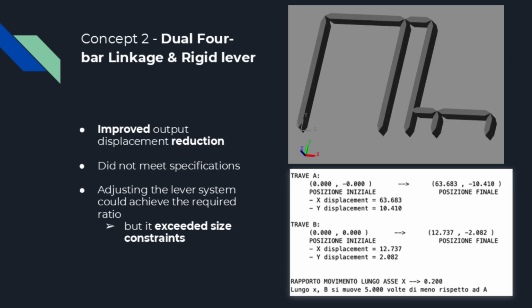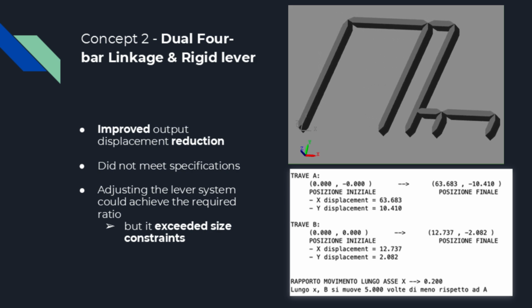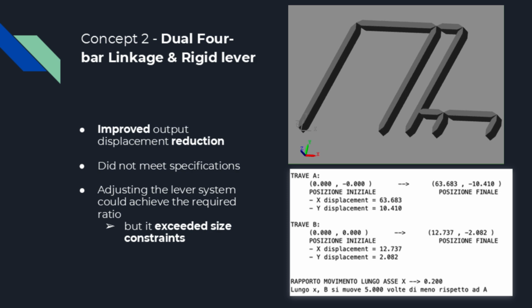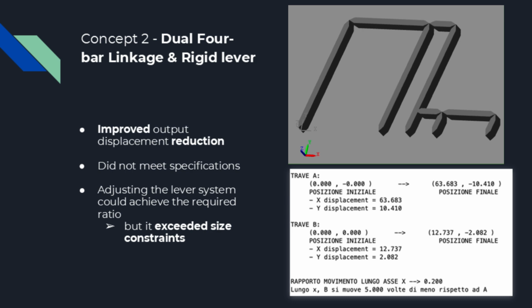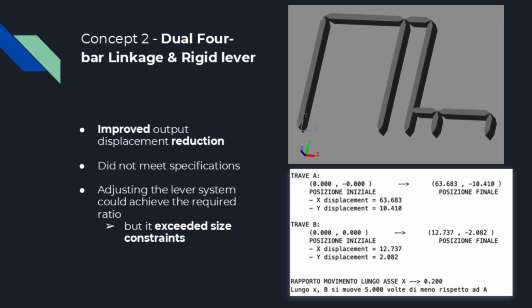With the second concept, we introduced a greater reduction in output displacement, though it still didn't meet the required specifications. Achieving the specified ratio was possible only by increasing the lever system on the left parallel bit, which, however, compromised the maximum allowable system dimensions.